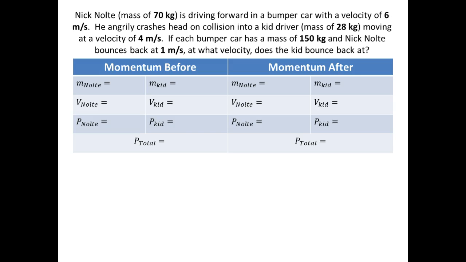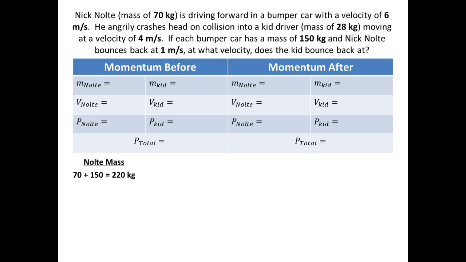I want to find the mass of Nick Nolte and his velocity. Both pieces of information are given to me. So to find his mass, I have that the bumper car weighs 150 kilograms and he has a mass of 70 kilograms. So I need to add those together. The object that's moving is 70 plus 150 kilograms to give me a total mass of 220 kilograms.